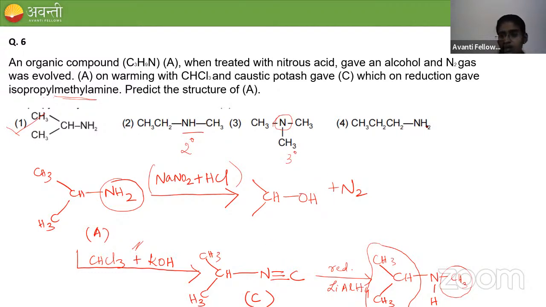Again, this fourth compound is a primary amine. You can check with this. If the amine is primary, we will not get isopropyl, we will get N-propyl methylamine. But they are asking for isopropyl methylamine. So from option 1 only we will get isopropyl methylamine. So that is the answer. I hope this is clear to everyone. I'll move on to question number 7.